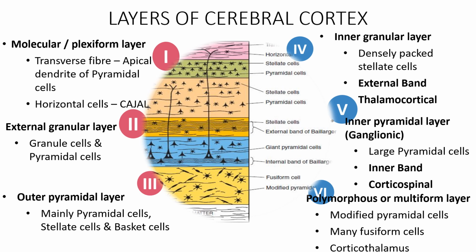So this layer also has cells of Martinotti, whose axons project vertically towards the outer surface of the cortex. This layer merges with the white matter of the cerebral cortex.